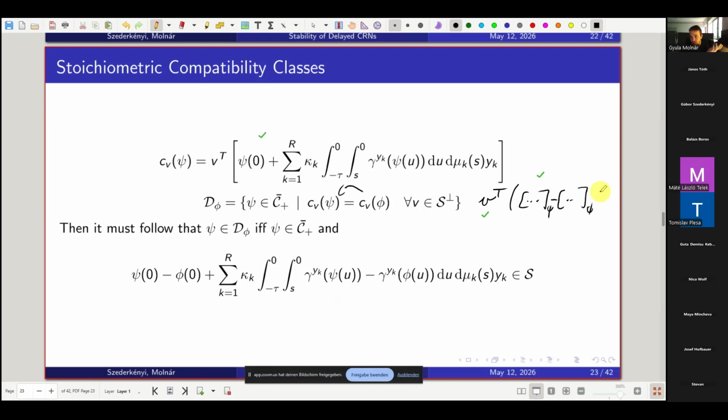Okay, and this will be equal to 0, and since we have a vector product that is equal to 0, it follows that whatever we have here has to be in the stoichiometric subspace, in S. We'll come back here as well. We'll need this later.